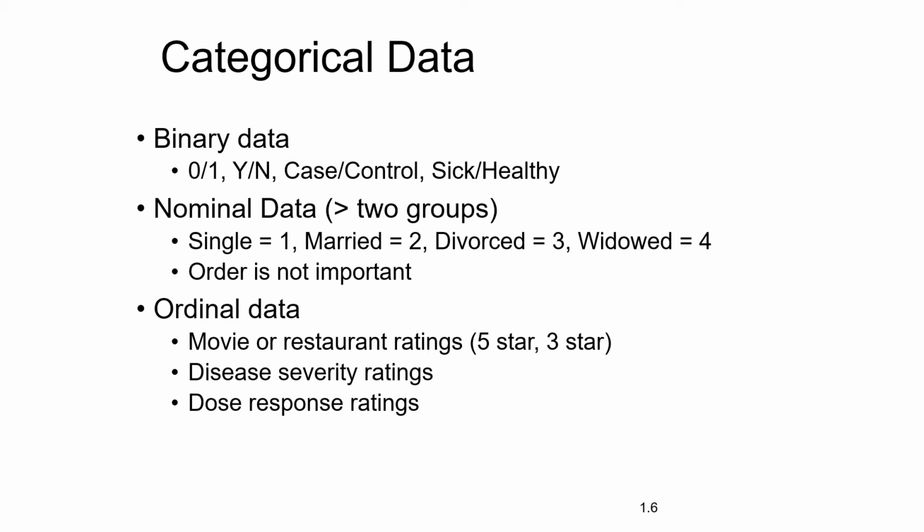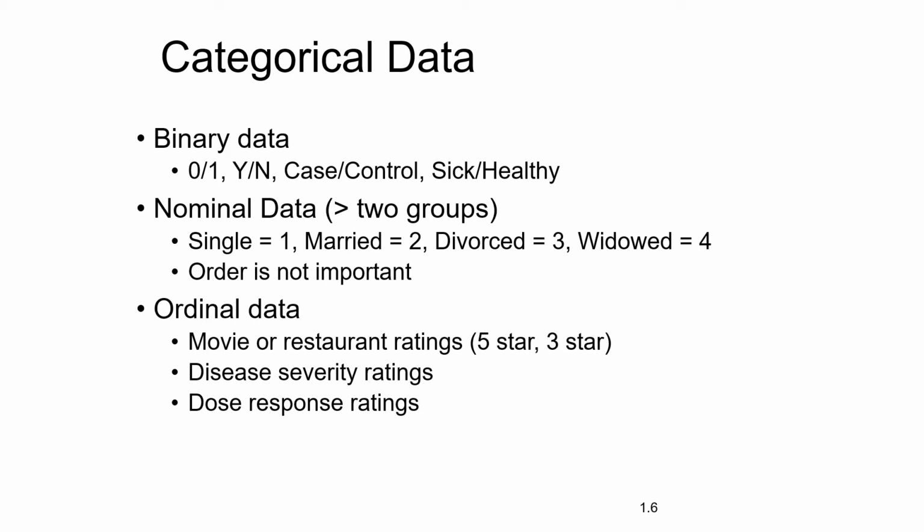In other cases, we can look at more categories, nominal data or named data. Typically we use that when there are two or more groups, usually more than two groups. They could be social situations or status. In nominal data, there is no order. On the other hand, in ordinal data, there is order, and ordinal data is typically used in things like movie ratings or restaurant ratings. It's often used in things like disease or pain severity ratings or dose and response ratings.